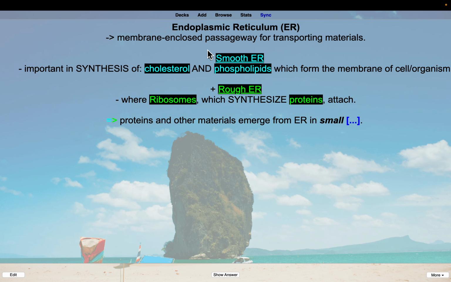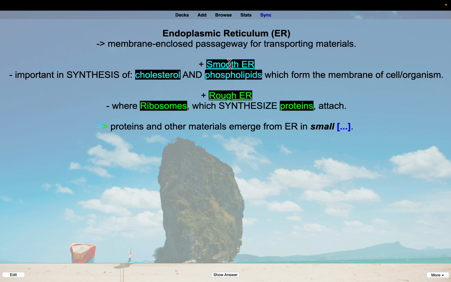ER. I've mentioned this earlier. Smooth ER, synthesis of lipids, specifically cholesterol and phospholipids. They form the membrane of the cell. So without the smooth ER, the formation of the cell membrane, particularly the phospholipid bilayer, may not be complete.